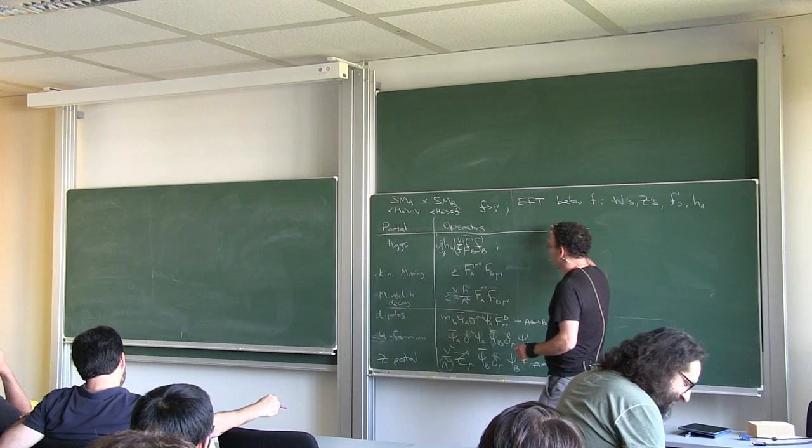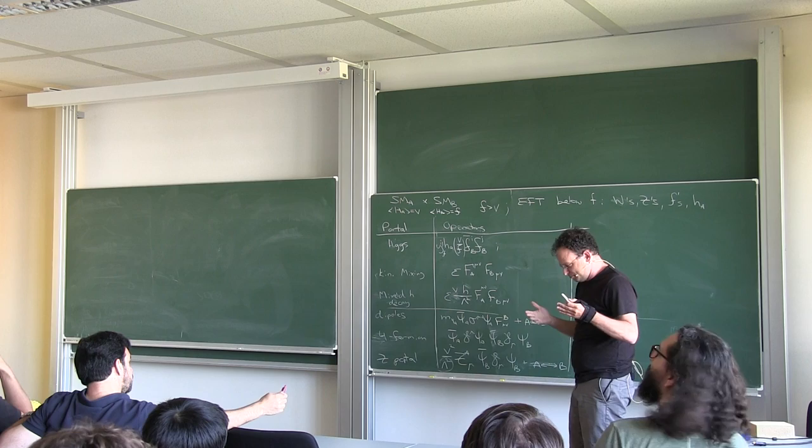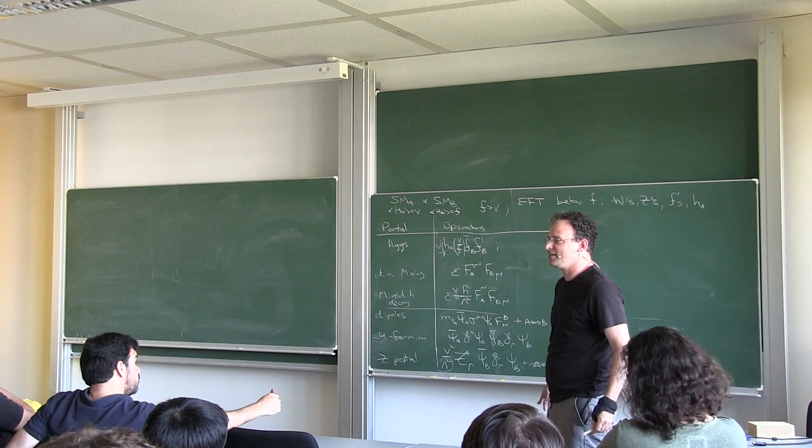So I'm going to pick a UV completion, and I'm going to make it my life hardest by picking composite Higgs, both because it's a pain to deal with and learn.